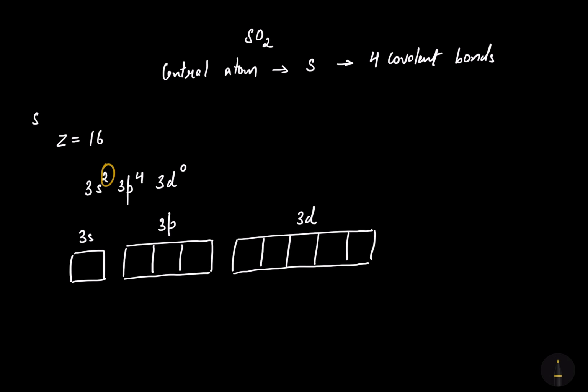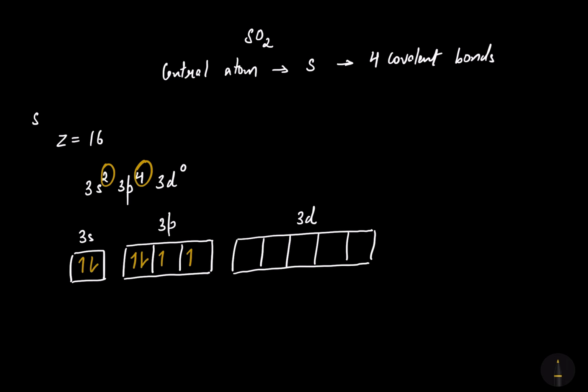The 3s has 2 electrons, so 1 and 2. The 3p has 4 electrons, so we will fill the 4 electrons according to Hund's rule. The first electron, second electron, third electron. Firstly, all the degenerate orbitals will get 1 electron each. After that, pairing will start. So now the fourth electron will come in the first orbital of 3p, so we got the first pair in the 3p orbital. So we got the 2 electrons in 3s and the 4 electrons in 3p.